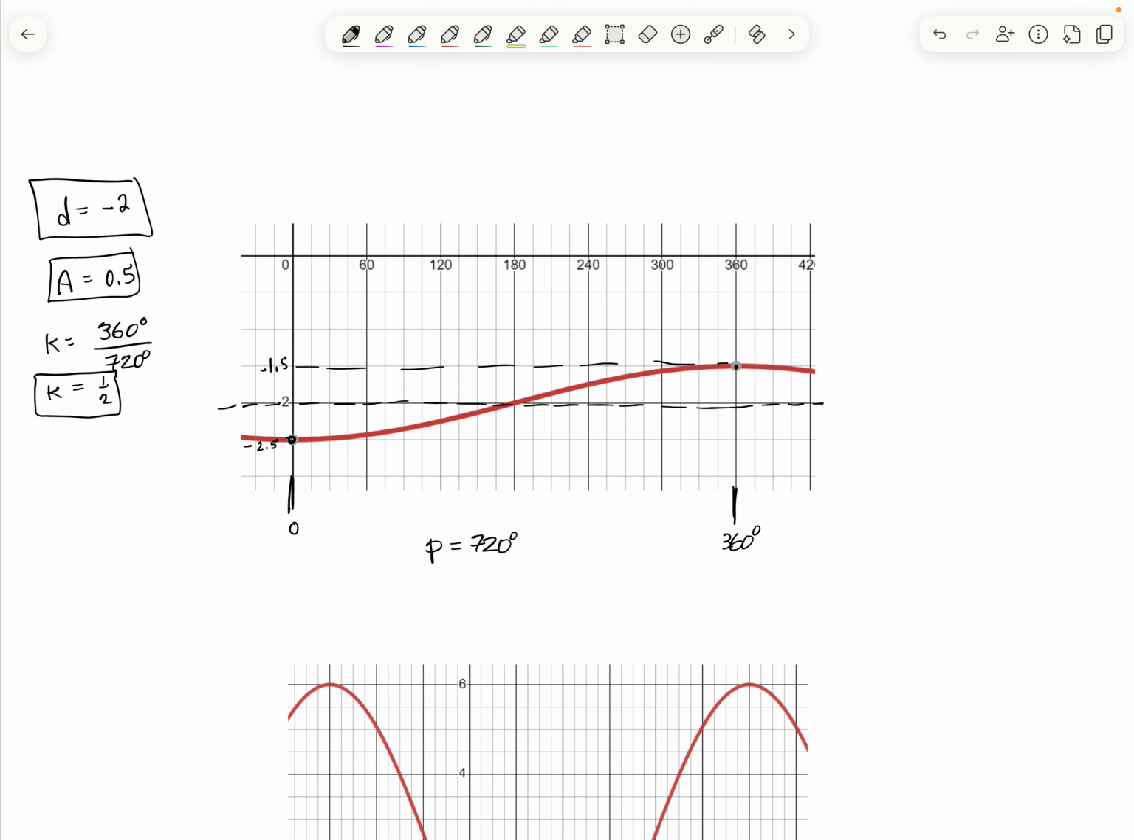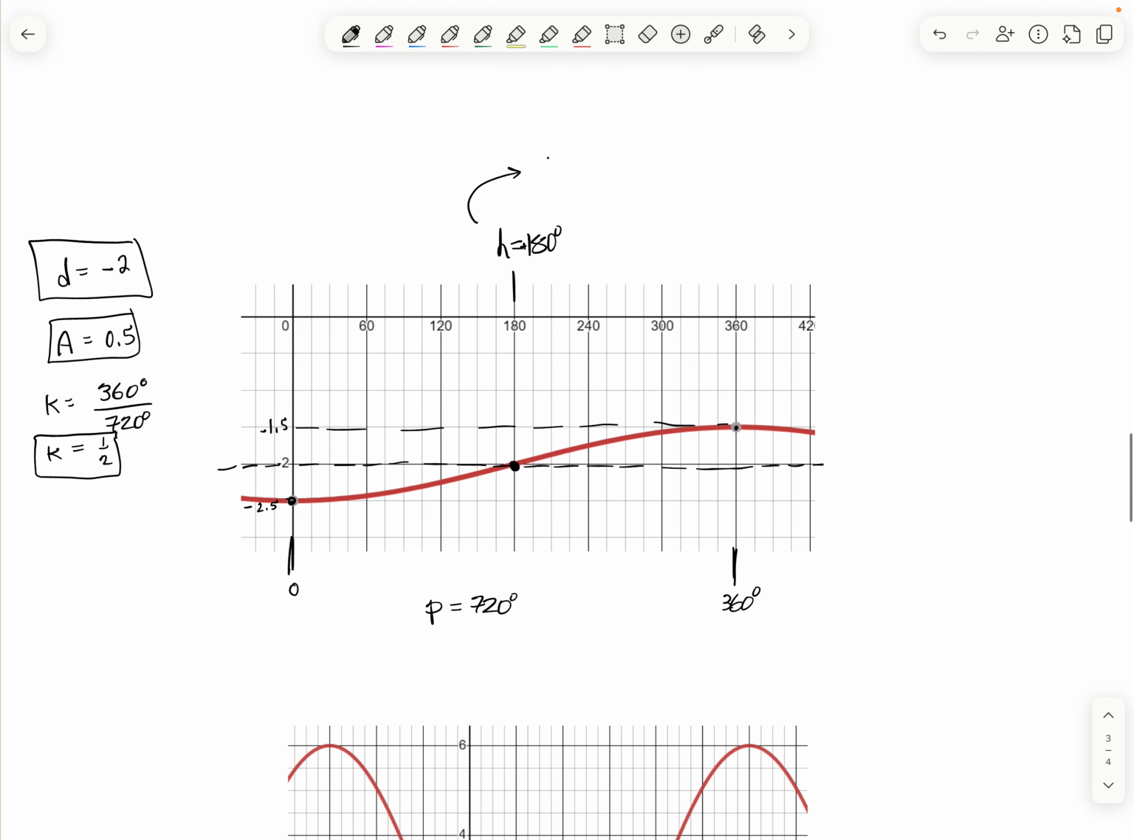So as a sine equation, if I wanted to start at this midline here, I'd have to shift it by an H value of 180. So H is positive 180. So then I could say sine equation would look like this. Y equals A, which is 0.5. It's positive because it's moving up. So positive A value there, sine, and then my K value is a half. And then in the brackets, I'd have X minus 180 degrees because I'm shifting to the right, right? Normally sine would begin like here. I'm shifting that to the right by 180.